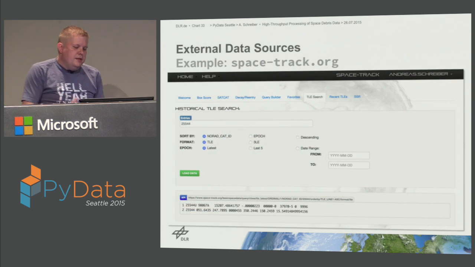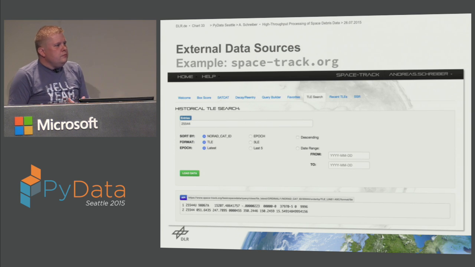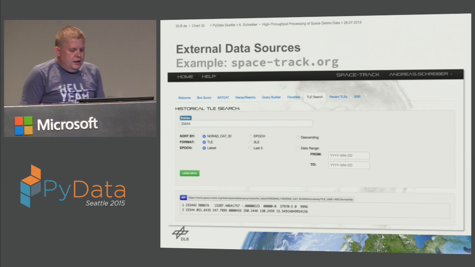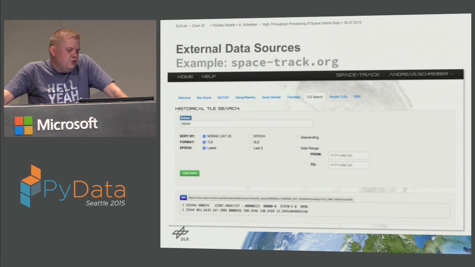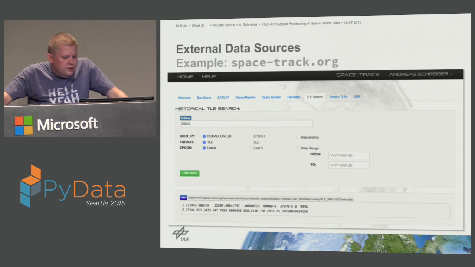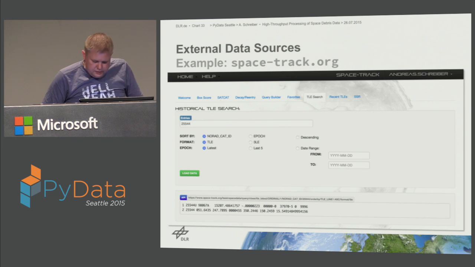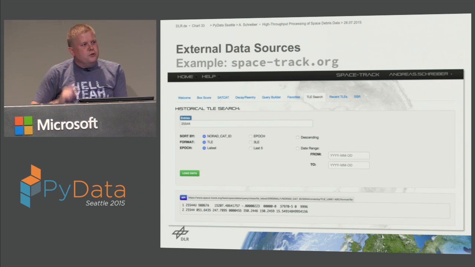Another example is external data sources. This is one which you can actually try out, spacetrack.org. You can go there, register for an account, and get orbit information about most of the satellites and other objects that are in space. In the screenshot, this is the ISS, International Space Station. It has the ID 25544, and at the bottom you can see the orbit information of the last trip around the Earth of the ISS. I made this screenshot this morning, so this is actually data from this morning.